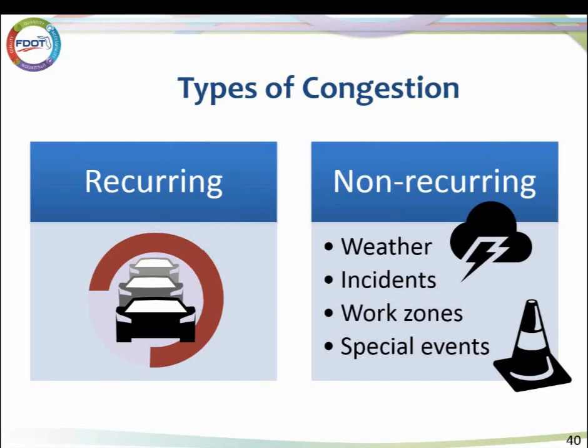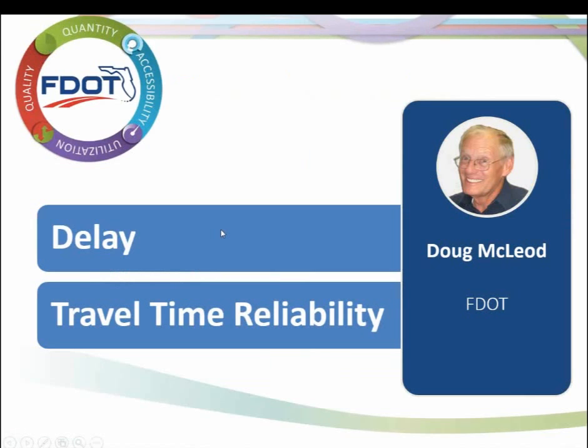There are two types of congestion, recurring and non-recurring. Recurring congestion can be measured by traditional mobility measures like delay. Non-recurring congestion due to weather, special events, or incidents is best measured with a travel time reliability metric. I'll be talking about two important definitions, delay and travel time reliability.